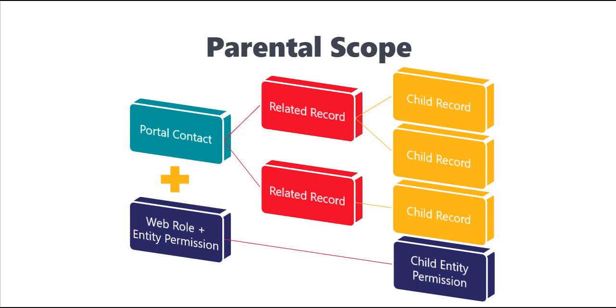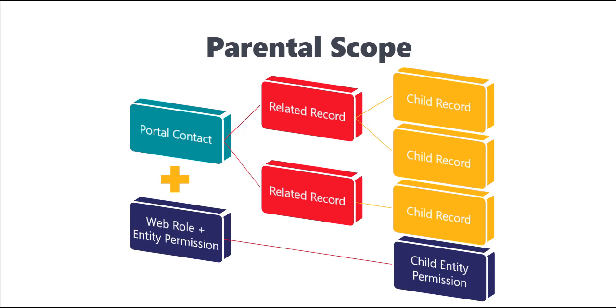Well, first we assign permission to the cases, and then as a child, and literally it's going to be a child record of the entity permission, we have a child entity permission that's set up separately in the system. And that child entity permission then defines the rights and privileges to records that are associated to other records to which the contact has access to.